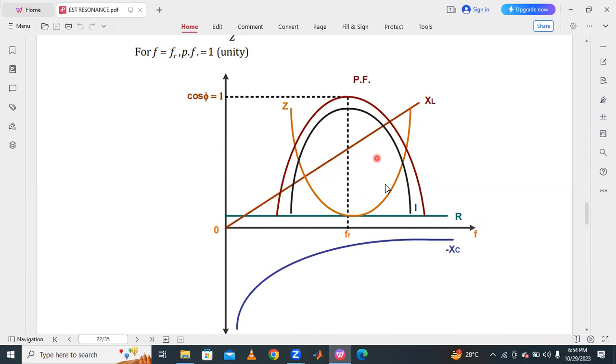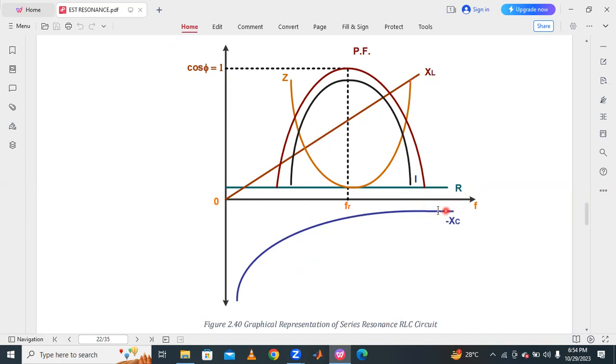The next is XC. At zero frequency, XC has its maximum value of reactance. XC is inversely proportional to F, that is, XC is proportional to 1 by F. When F is equal to 0, XC is infinity, the maximum value, and if F is infinity, XC is equal to 0. That's why it is near the x-axis. So this curve is XC versus frequency, and this curve is XL versus frequency.